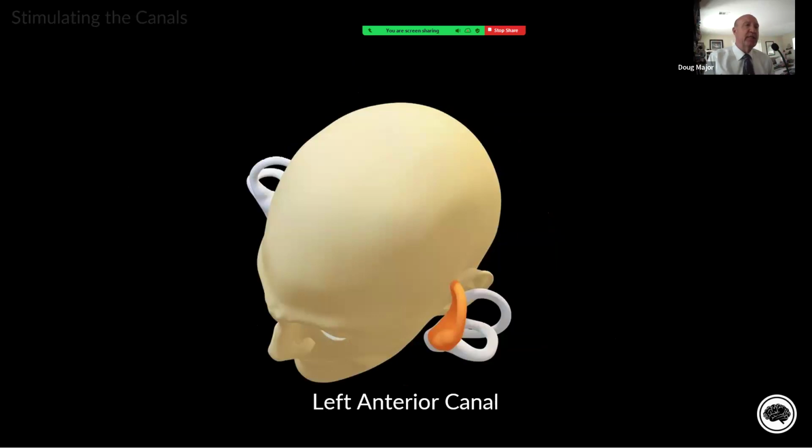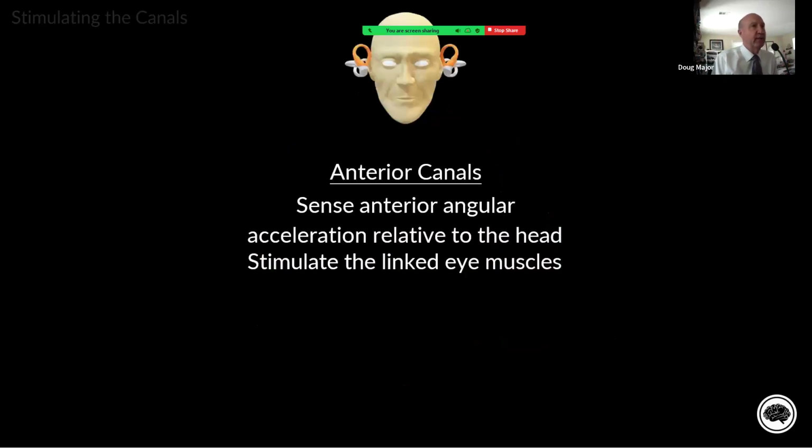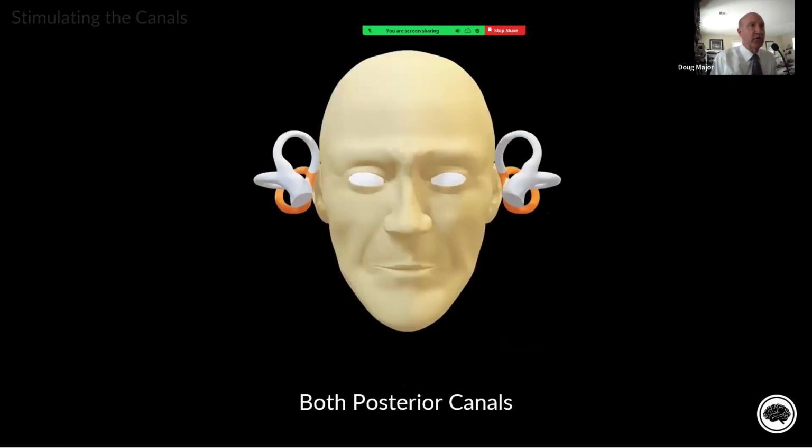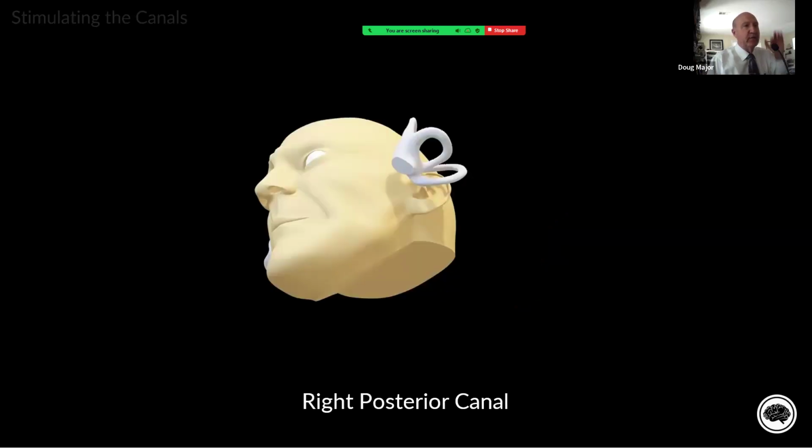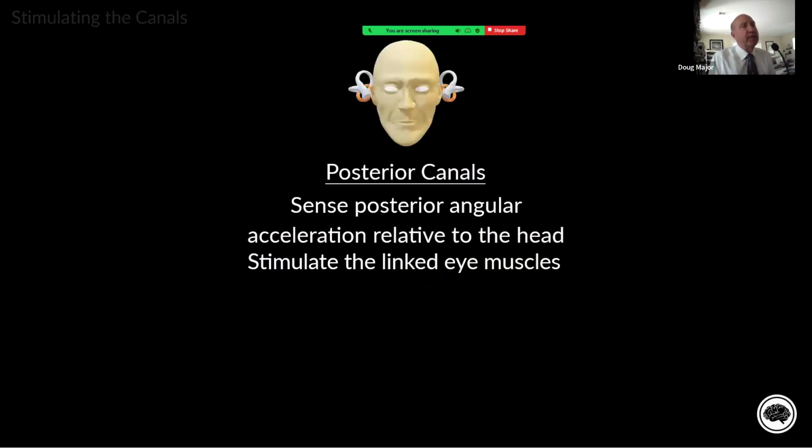These are areas that require acceleration to get the endolymph going and connect that. And of course, those are connected with the two muscles that are associated with vertical movement and then inhibited on the other side. Posterior canal, we'll think of that as posterior. That's of course going back and left and right. Again, same type of thing. We're going back, and that's our posterior canals.